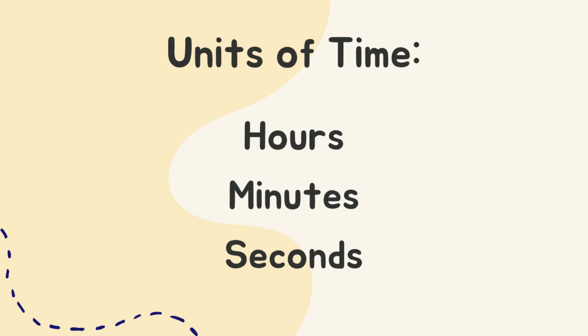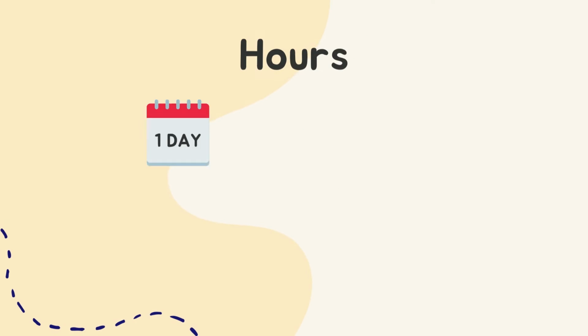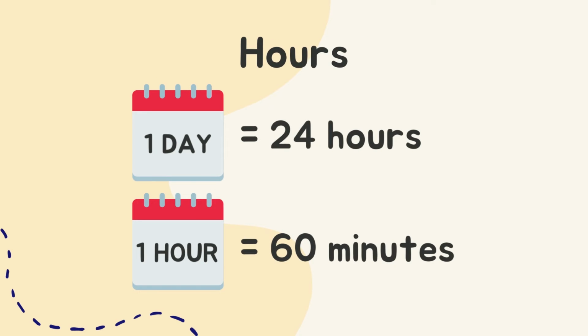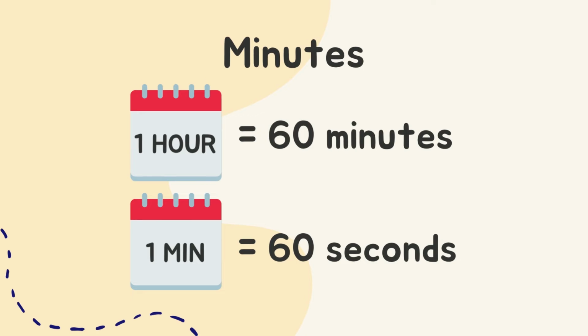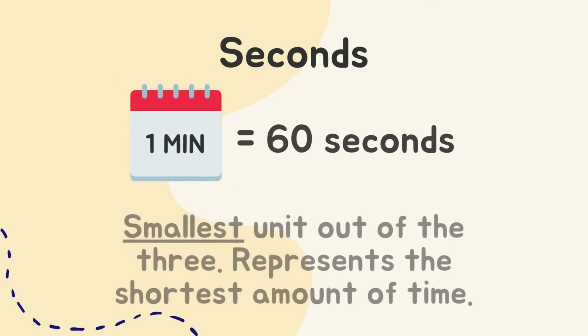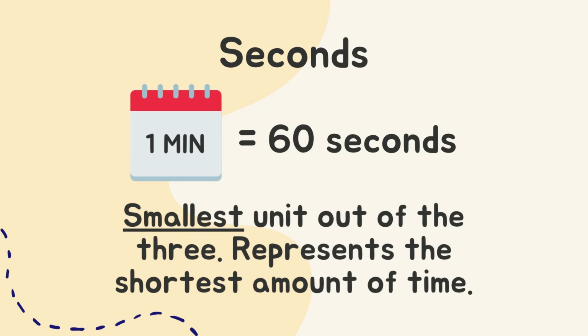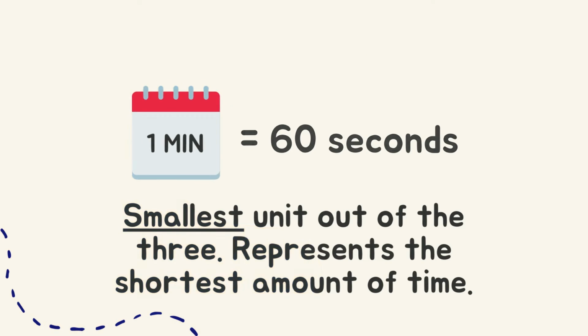Now let's talk about the units of time. The first is hours. There are 24 hours in a single day. The second unit of time is the minutes. There are a total of 60 minutes in 1 hour. The third unit of time is seconds. There are 60 seconds in 1 minute. This is the smallest unit of the three and represents the shortest amount of time.